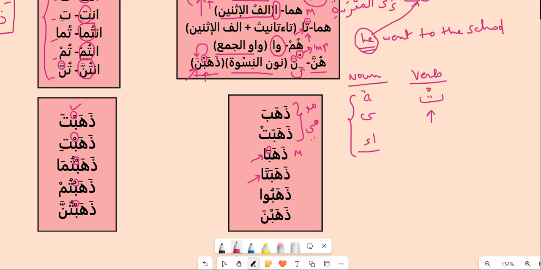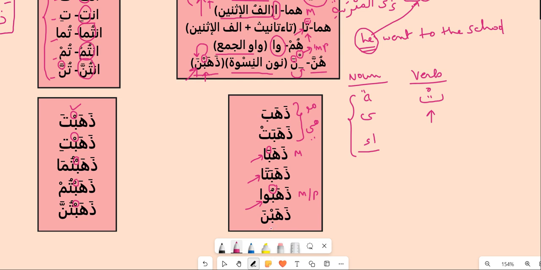Now for the male plural. Dhahabu. Now you can see the fatha is removed and the dhamma has come. Why? Who is intelligent here to tell me why the dhamma is here? Because the long vowel waw has come here. So the long vowel waw goes along with the dhamma. The previous letter has the corresponding haraka that matches with the long vowel. So that's why it's changed to dhamma. Dhahabu. And this waw of jama tells you that there are a lot of male plurals.